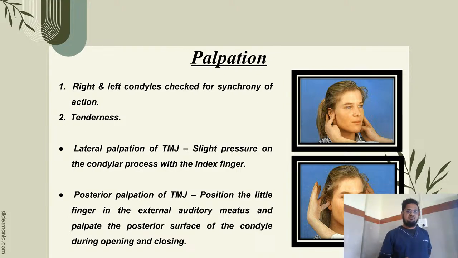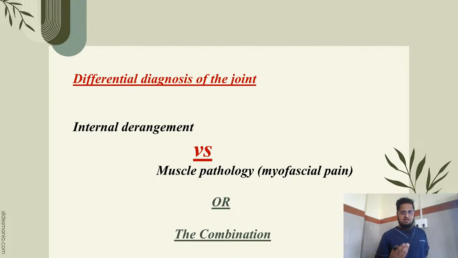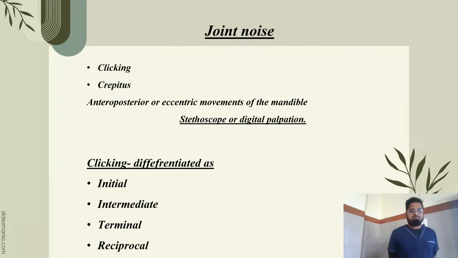It's very important that a differential diagnosis of the joint should be made, whether it is a discrepancy or pain or any complaint of the patient related to the TMJ. It is due to internal derangement, or it is due to muscle myopathy or myofascial pain, or it is a combination of the two. We should make the differential diagnosis for this.